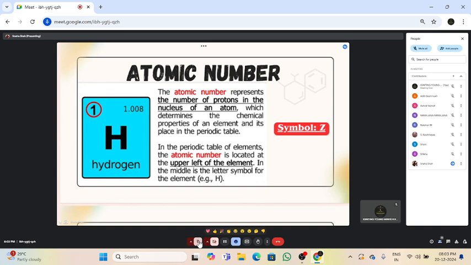Why? We know that protons and electrons are the same in number. Then why do we write atomic number as only the number of protons and not the number of electrons? Because electrons are freely moving and the number of electrons in an atom can change when they form a bond, but the number of protons does not change. That is why you be specific when you define atomic number. Write the number of protons only, not the number of electrons.